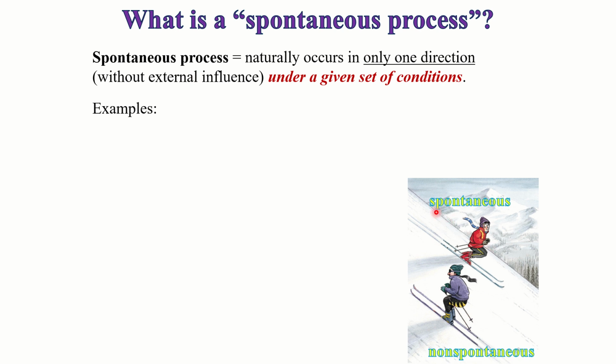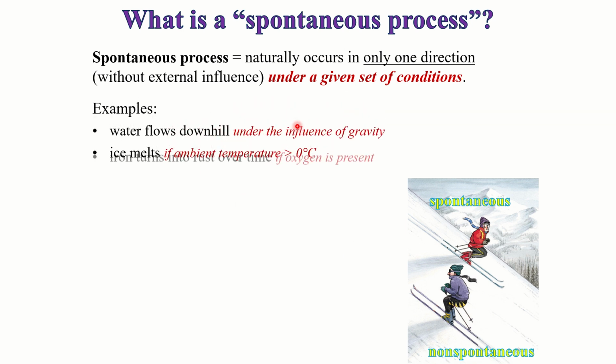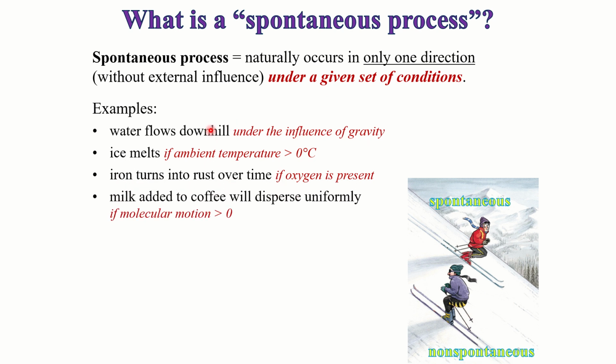So for example, if you go up to the top of a mountain, you put some skis on and you stand right at the edge of a slope, eventually you will begin spontaneously flowing downhill without any external influence. Just because of the set of conditions, that process will occur naturally. So water flows downhill under the influence of gravity. That's part of the conditions here. Ice melts if the ambient temperature is greater than 0 degrees Celsius. Iron will turn into rust over time if oxygen is present. Milk added to coffee will disperse uniformly if molecular motion is greater than 0. So all of these are examples of processes that occur spontaneously. They occur without any external influence, without extra energy being added from the surroundings. They will just occur naturally based on the conditions they exist in.